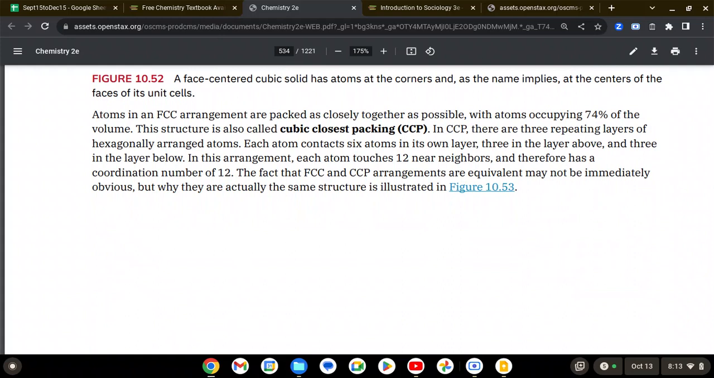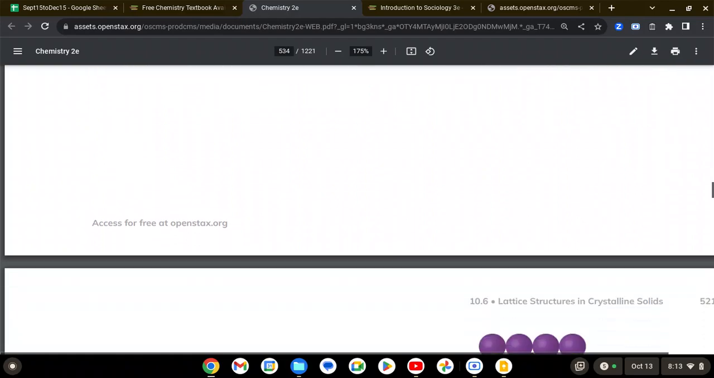In CCP, there are 3 repeating layers of hexagonally arranged atoms. Each atom contacts 6 atoms in its own layer, 3 in the layer above, and 3 in the layer below. In this arrangement, each atom touches 12 near neighbors, and therefore has a coordination number of 12. The fact that FCC and CCP arrangements are equivalent may not be immediately obvious, but why they are actually the same structure is illustrated in Figure 10.53.